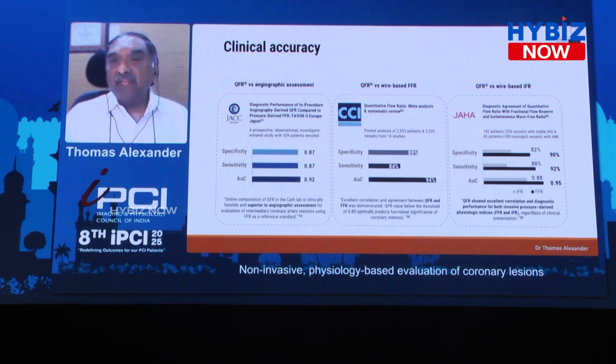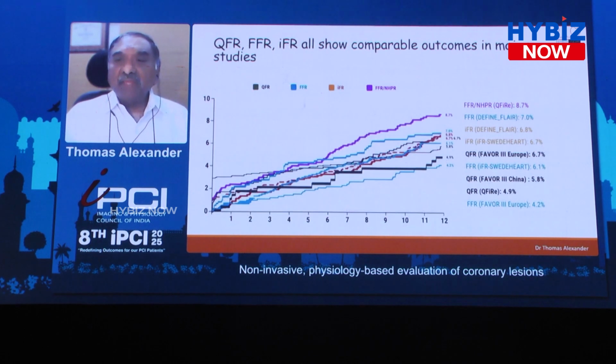There's also data on QFR versus wire-based iFR, and there's a study which looked at multiple lesions, 182 patients with IHD and those with MI, and again, area under the curve of 0.95, showing very high correlation between QFR and iFR. In fact, if you look at multiple studies which have compared FFR, QFR, and iFR, the correlation is comparable with all these.